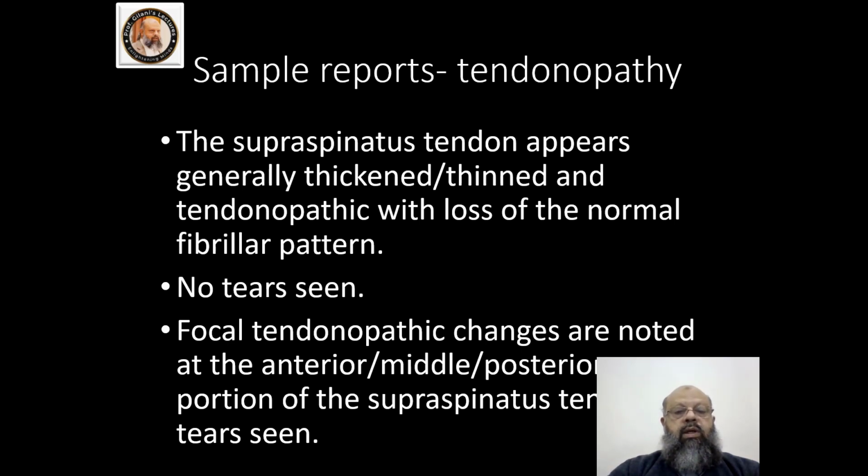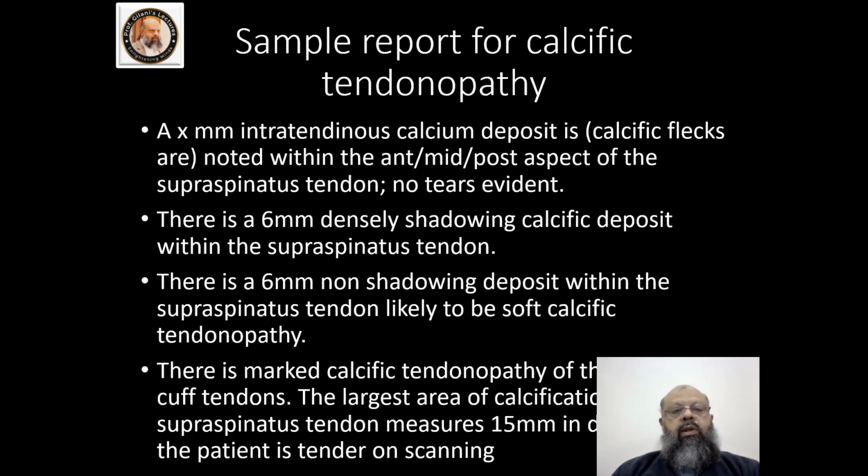The supraspinatus tendon appears generally thickened, thinned, and tendinopathic with loss of normal fibrillar pattern. No tears seen. The focal tendinopathic changes are noted at the anterior, middle, posterior portion of the supraspinatus tendon. So we can say there is no tear seen. Then a sample report for calcific tendinopathy, any pathology of the tendon with calcification. We can give the measurement.